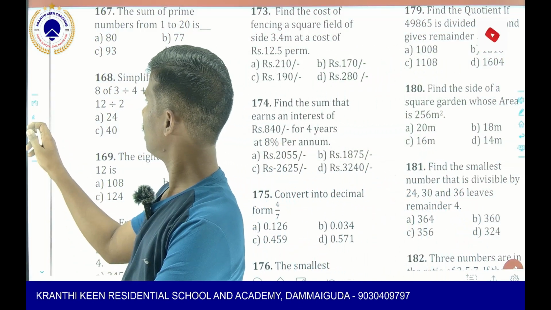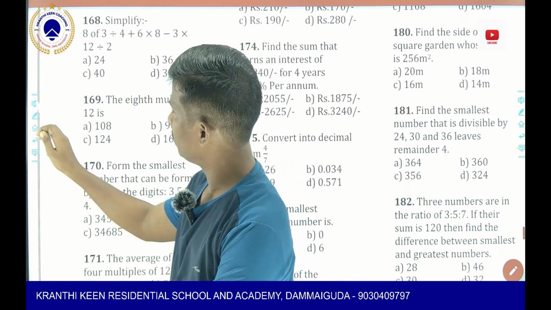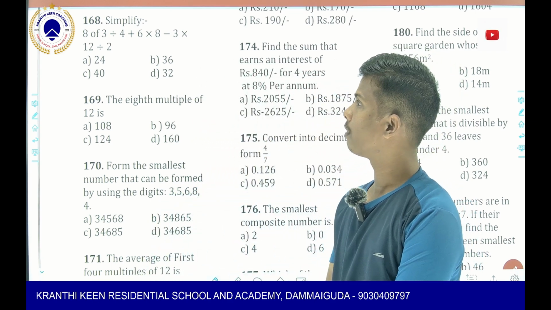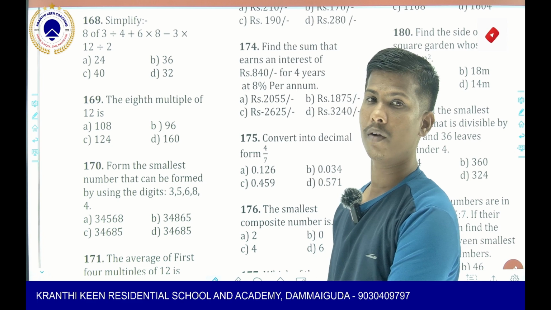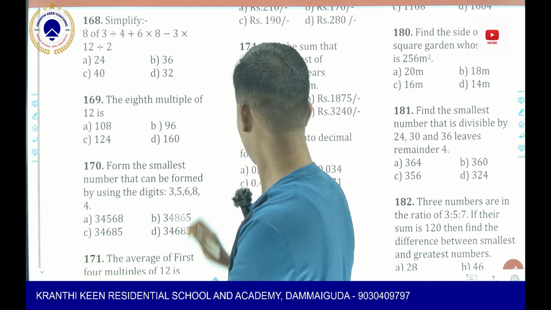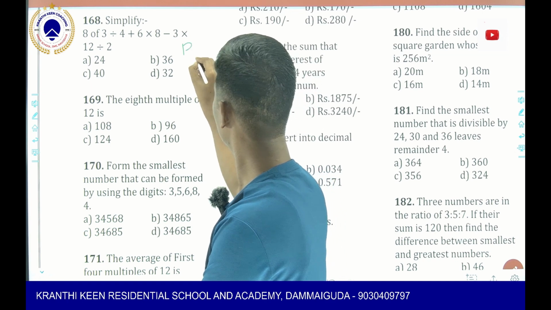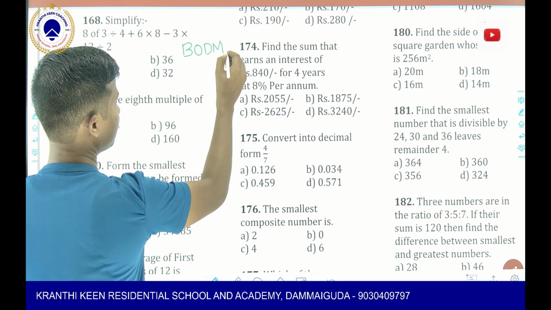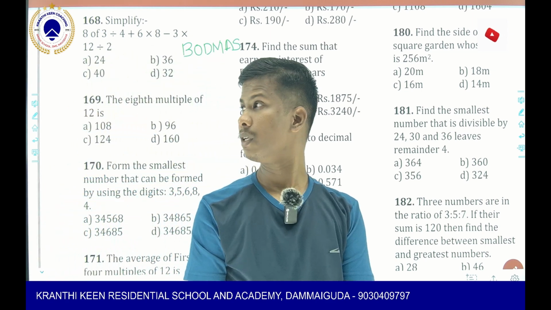Next, this question is regarding BODMAS rule. This type of questions are very simple, but they confuse you a lot. For this type of questions, first you have to do of. First the brackets, you have to solve the first one. Next of, next division, next multiplication, next addition, next subtraction. This is the method to solve questions like this.